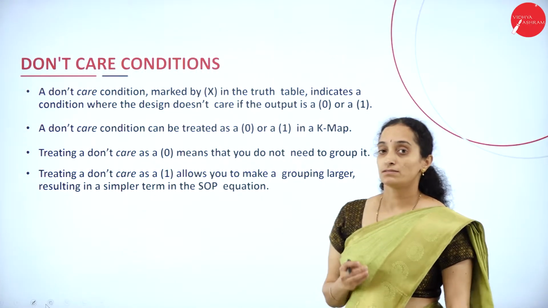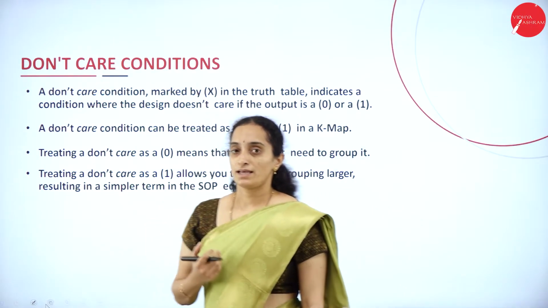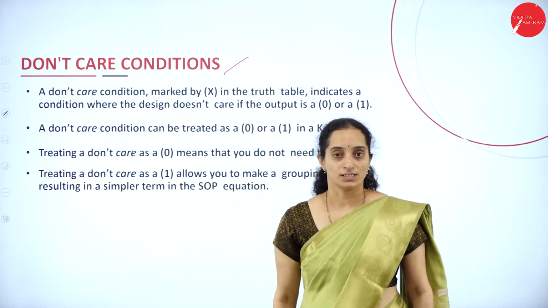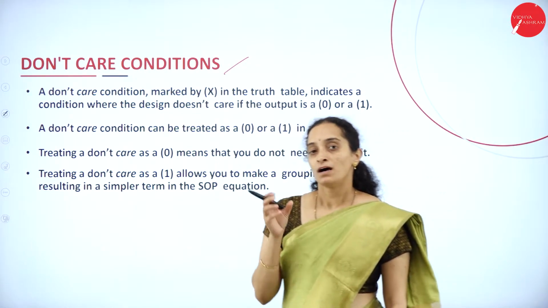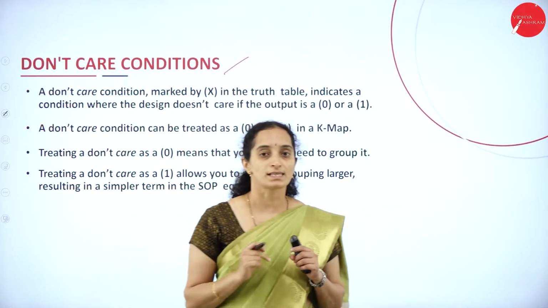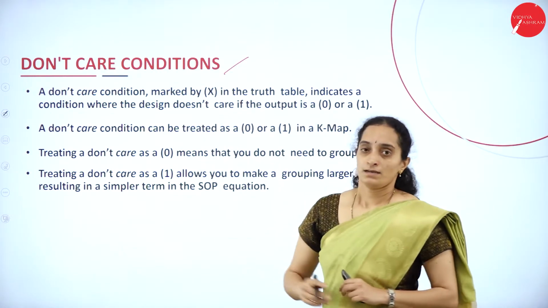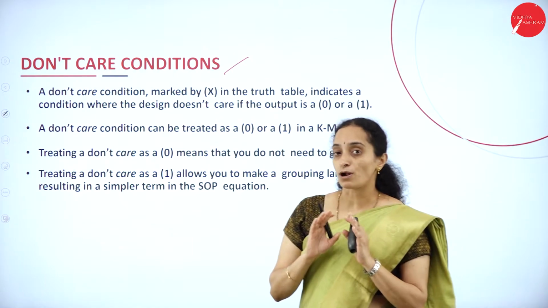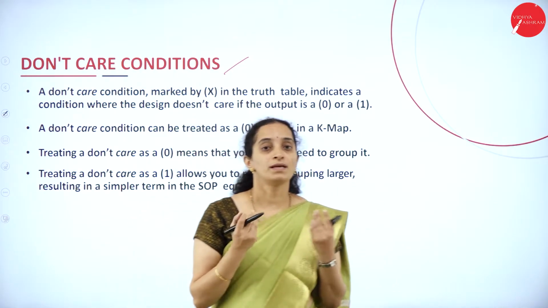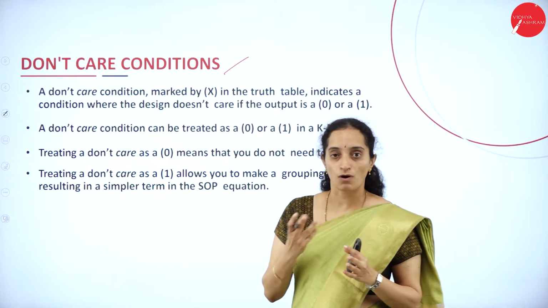The special condition that we can use to simplify a sum of products is the don't care condition. So there will be the cells, you know about the coordinate map. There will be so many cells that are given in the coordinate map. All the cells will not be filled with either 0 or 1. Some of the cells will be kept blank. That means you don't fill anything, 0 or 1.